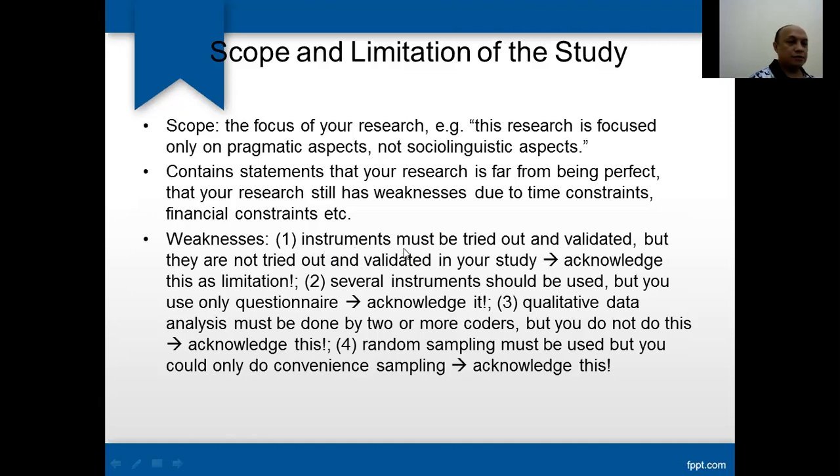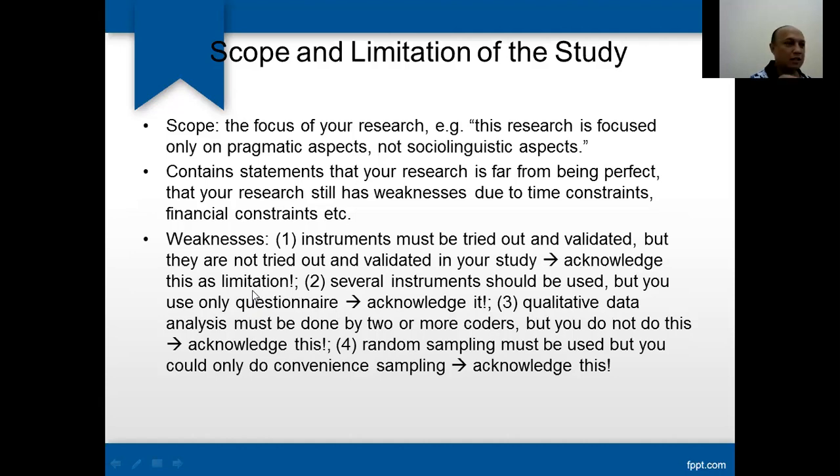First is that instruments, meaning questionnaires or tests or interview, yeah, or scoring rubric. Yeah. Instruments actually must be tried out and validated. Yeah. Ideally, every instrument that you use for your research must be validated, must be tried out. But somehow, due to your constraints, time constraints, financial constraints, you cannot validate them. You cannot try them out. You simply don't have time, or you simply don't have funding. Then you have to acknowledge this as limitation.